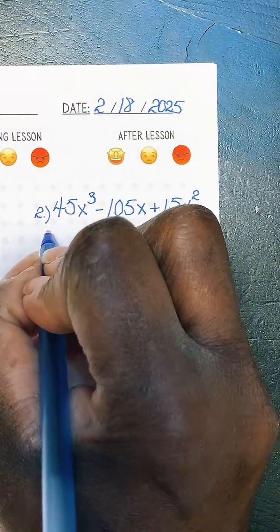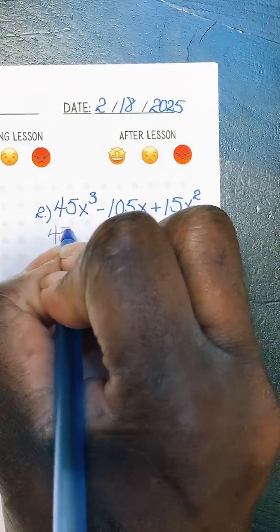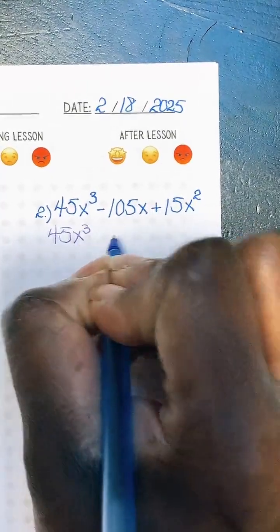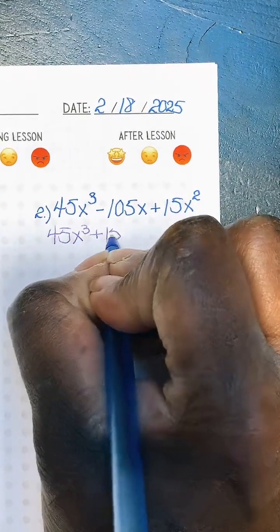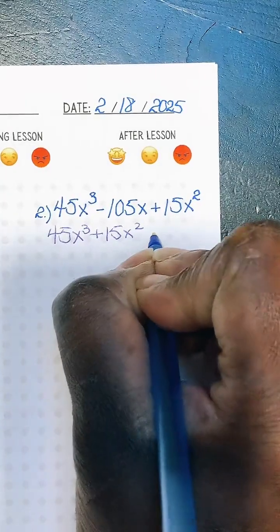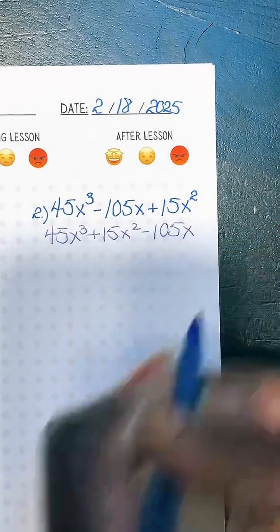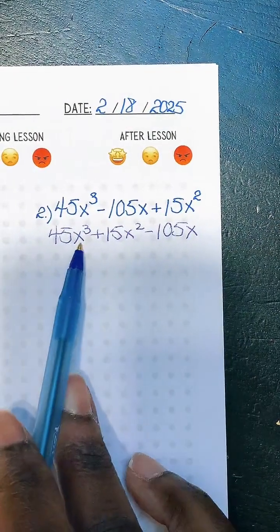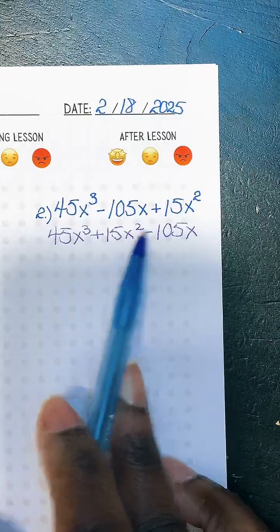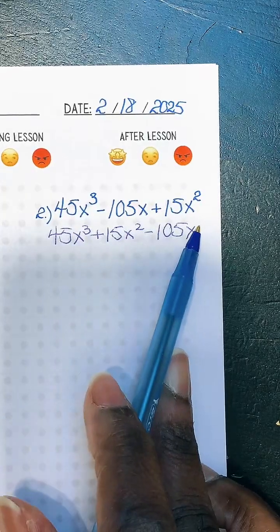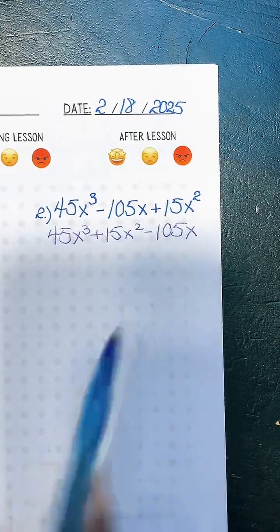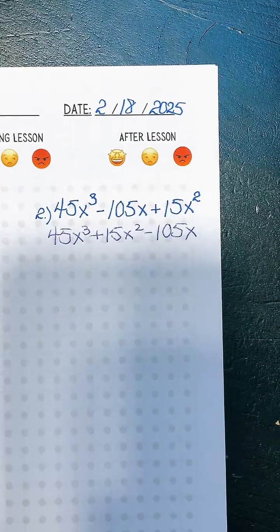So if you want, you can have 45x cubed plus 15x squared minus 105x. All right. So we just put it in descending order when it comes to the exponents. 3, 2, and the 1 is assumed to be there. No problem. Good. I'm glad you like this.